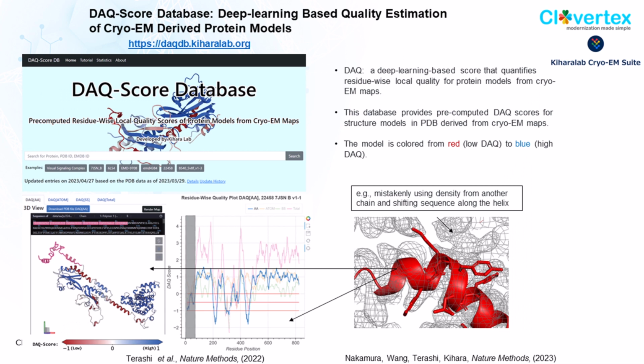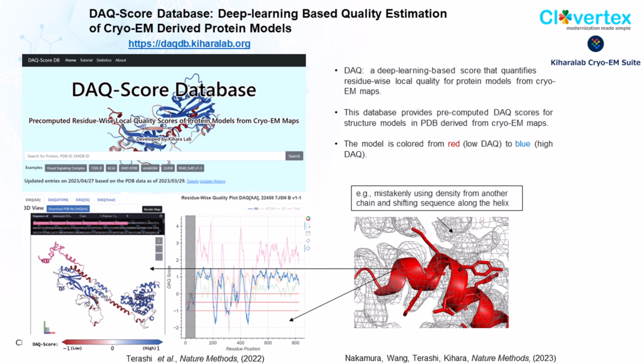Okay, thank you, Devin. Now I'll introduce a couple of tools we have been developing using deep learning. The first tool, which will be very useful for structural modeling, is the deep learning-based quality estimation score, DAQ. What DAQ does is it is used in the process of protein structural model building.